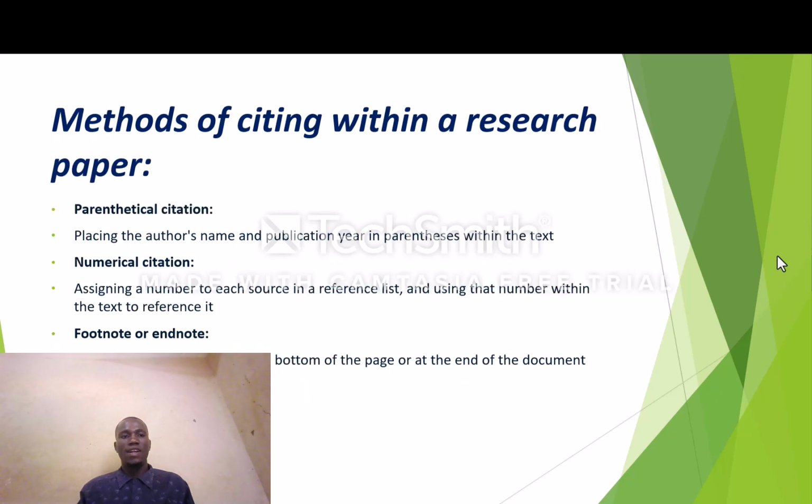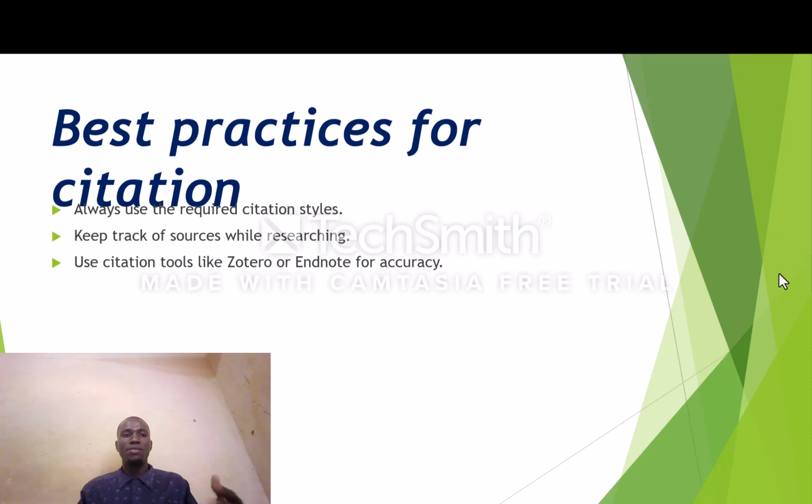The next thing is best practices of citation. Always use the required citation style. Some of them may restrict, depending on the particular site where you're using citation. As we say, some citations are applicable in sciences, others in history and business. So you have to know which one you are dealing with. Keep track of the sources while researching. You have to be careful as you are citing or making your research work. Is it matching with what you are talking about? That is what they are telling us.